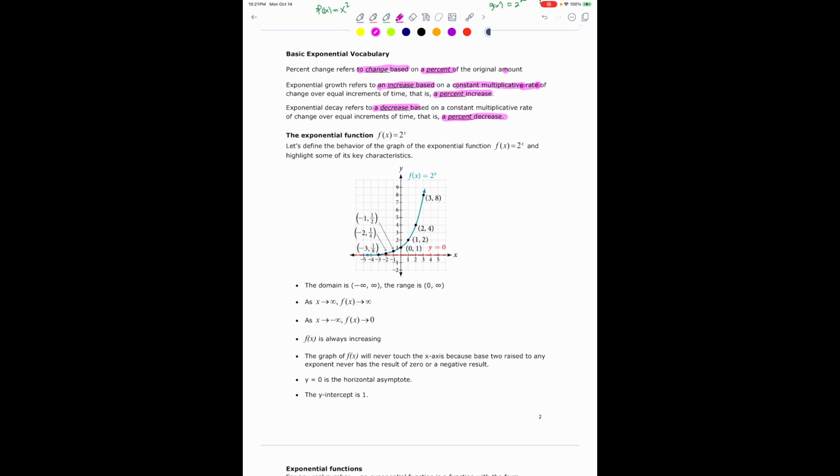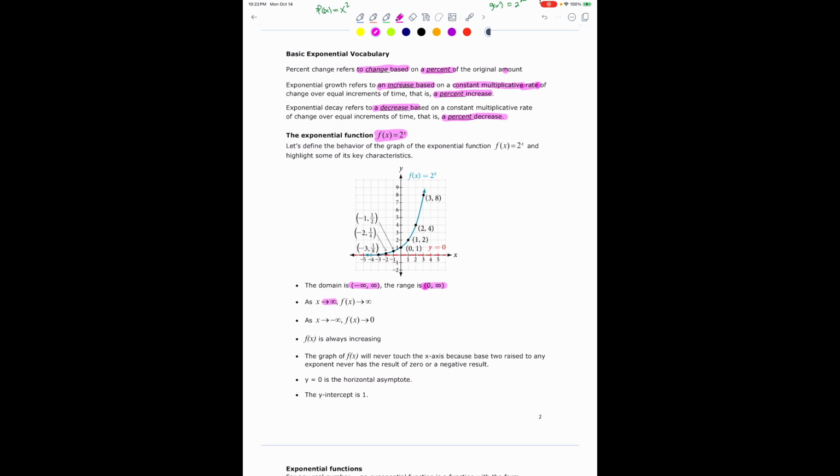The most famous exponential function is the function f of x equals 2 to the x power. Let's define the behavior of the graph of the exponential function f of x equals 2 to the x power and highlight some of its key characteristics. Notice the first thing, that the domain of this function is all of the real numbers. The graph extends smoothly from negative infinity to positive infinity, while the range is only from 0 to positive infinity, and 0 is exclusive because there isn't a value that we can plug for the x to make 2 to the x power equal to 0.